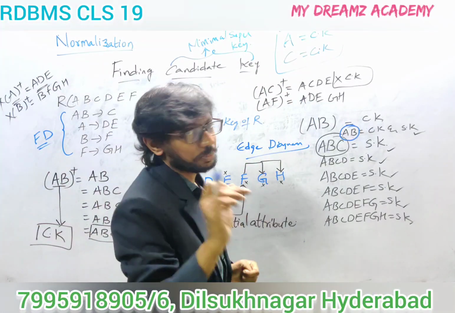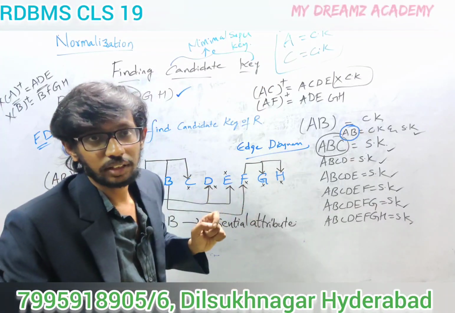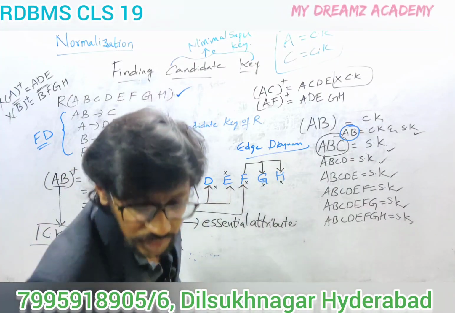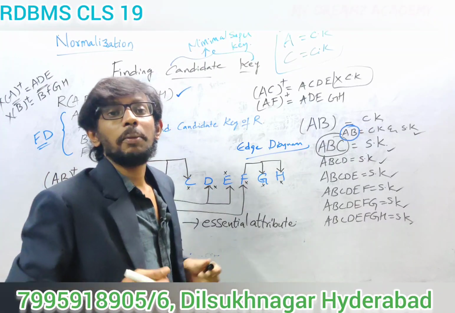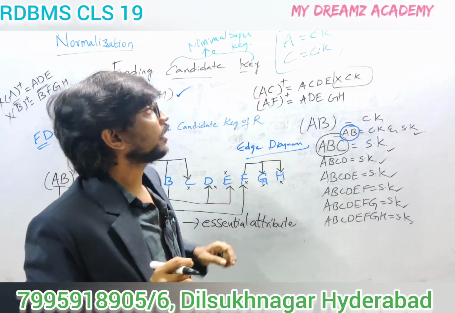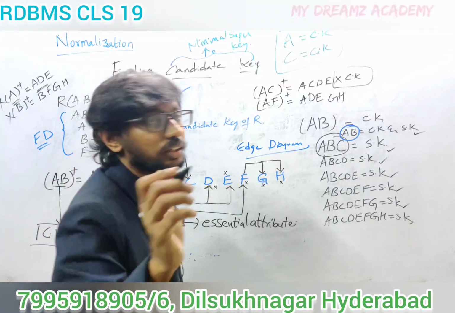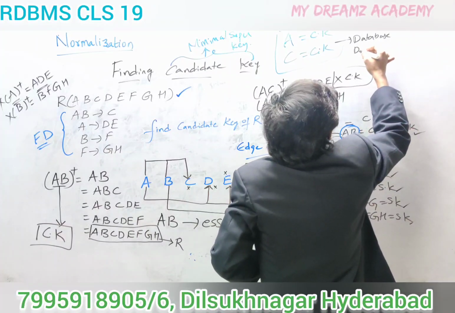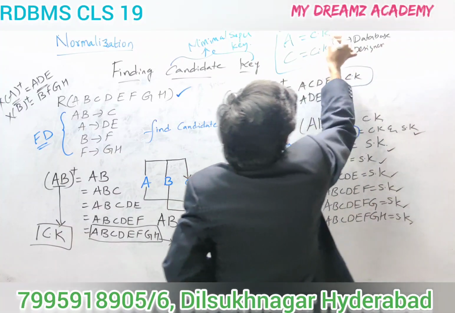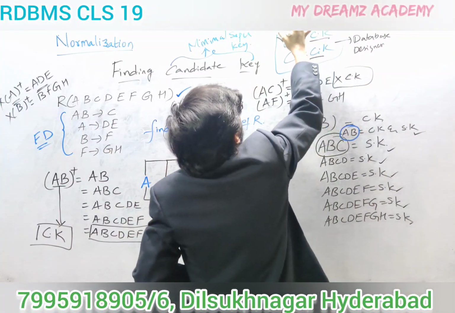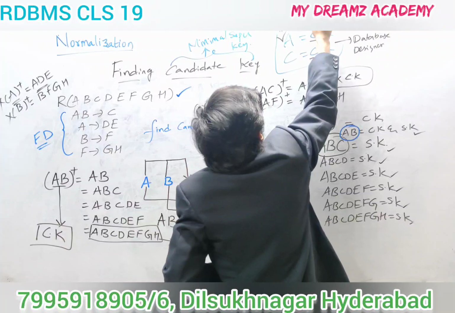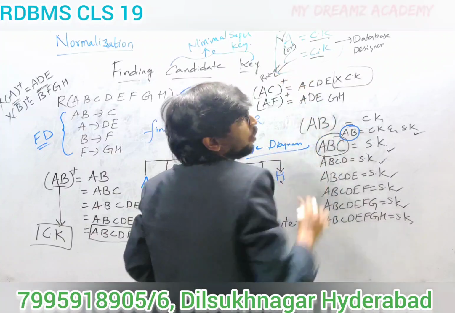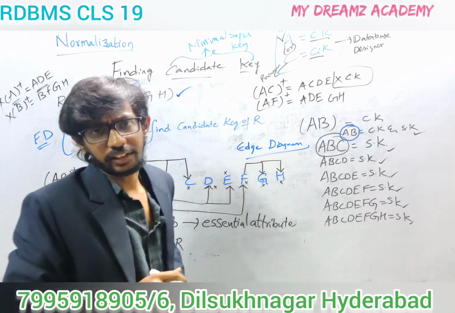Now what is the primary key in this context? See, both candidate keys are eligible to become a primary key. But who will assign the primary key to the correct attribute? The database designer. The database designer will choose one particular candidate key as primary key, either A or C. So there is no technical difference between primary key and candidate key, right?